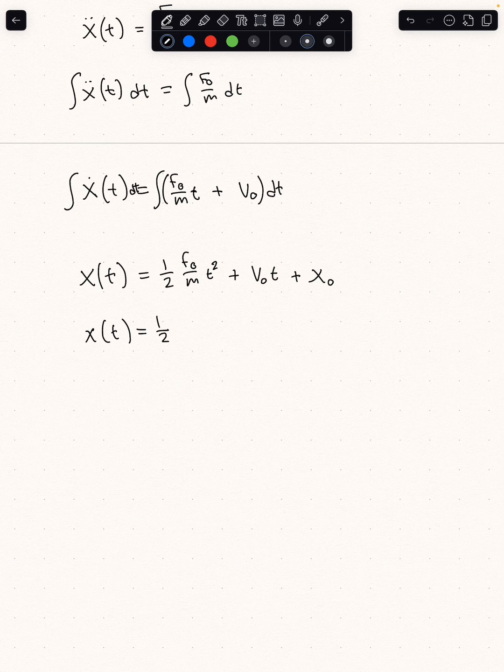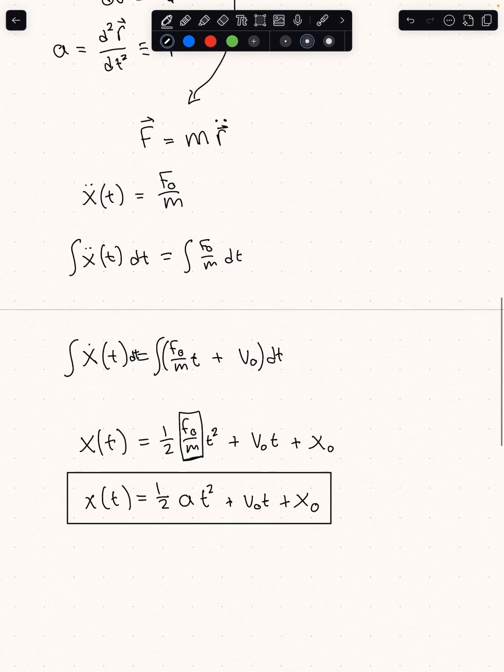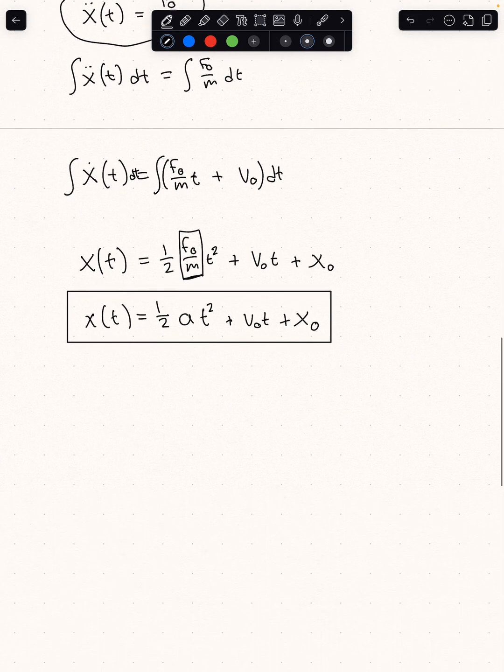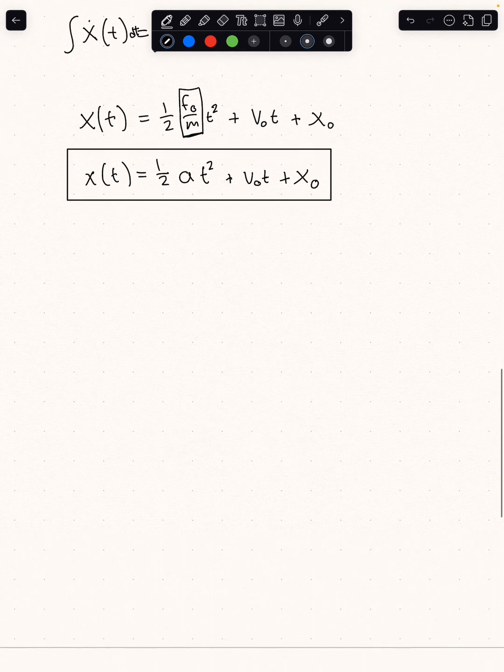If we write this term f naught over m as the acceleration plus v naught t plus x naught, what we have here is one of the more recognizable kinematic equations from any sort of introductory physics course, which is really cool. All right, we have a differential equation. You integrate it twice to solve for position, and we get a kinematic equation, which I know has tormented me for quite some time. I think the next and final thing worth going over is polar coordinates.